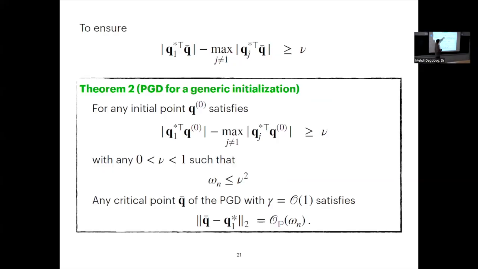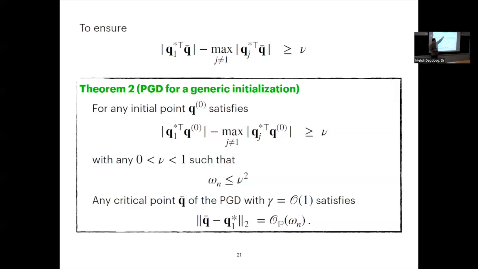So recall that this is something we want to ensure for a stationary point Q bar, because that means this is a good one and it's close to Q1 star. And now we are able to prove that as long as you start with an initial point Q0 that is close to Q1 star by the same kind of noise level, then this Q0 would lead to a critical point that satisfies the following.